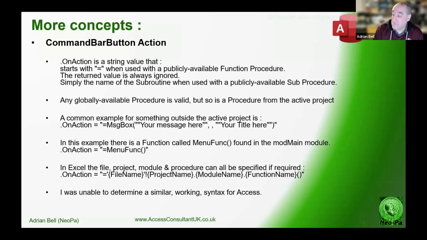Excel has more control over specification of other project files and modules, etc. You can actually call the function in another Excel file somewhere and tell it which module in that file and which procedure in that module. I have not found a way to do that within Access. Access gives you what you can get from just the procedure name.